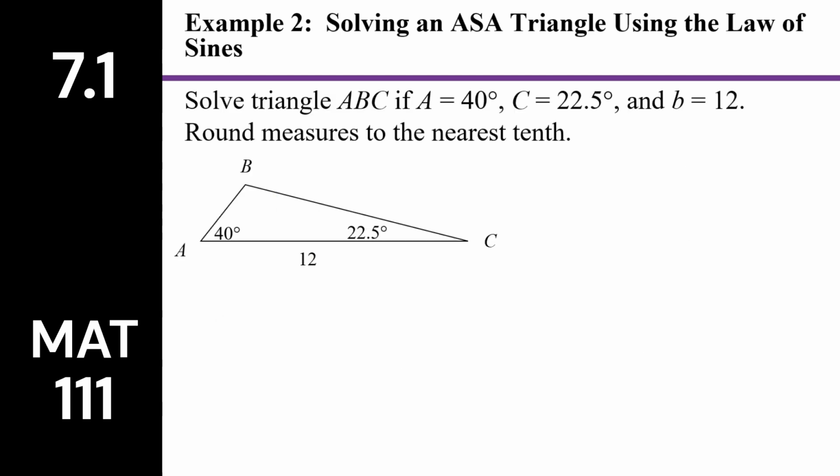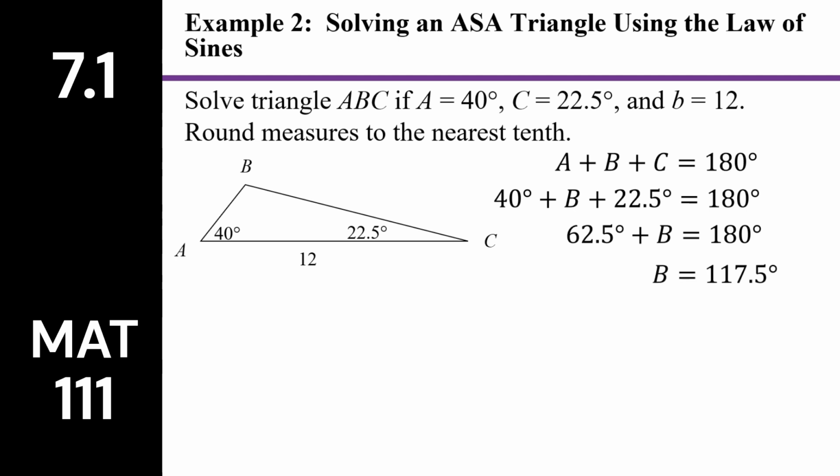In example 2, we're given angle A, angle C, and side B. So once again, with knowing 2 angles, we'll start by finding the third angle. That gives us a B value of 117.5, so we label our triangle. And now we'll move on to finding a side by using the law of sines.